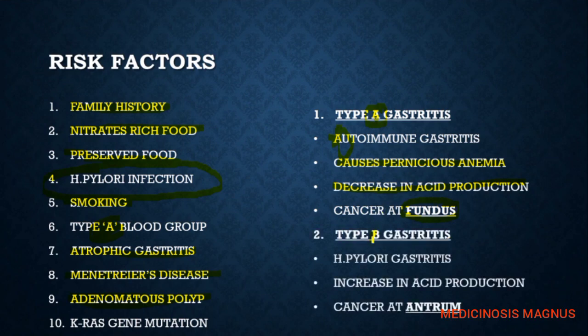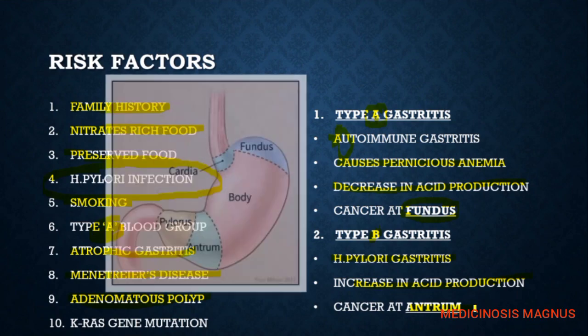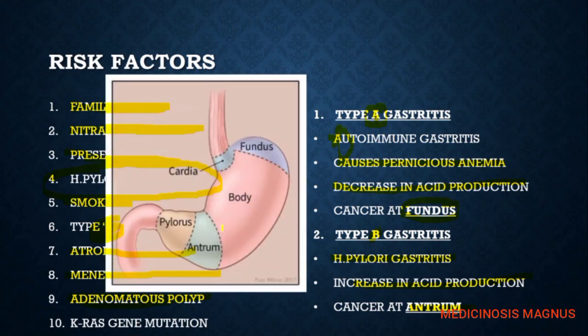And type B gastritis. B stands for bacteria. You can remember it like that. So it is due to H. pylori. This causes an increase in acid production, causing stomach cancer. These cancers usually occur at the antrum. If you see, type A gastritis occurs at the top, that is at the fundus, and type B gastritis occurs at the most common site, that is the antrum. So type A is proximal stomach, type B is distal stomach.